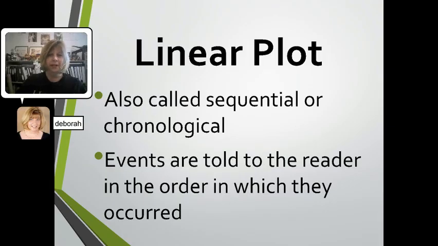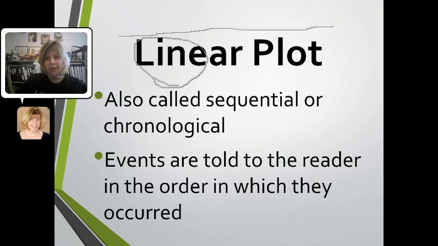Now, a couple ways to think about plots are as linear or nonlinear. The word linear here, you'll notice the word line is in there. A plot that's linear is a plot that's going to go pretty much in a straight line. Sometimes these are referred to as sequential or chronological, because things happen in an order, one after the other, told from the beginning and middle and the end. So the events are told to the reader in the order in which they occurred, so everything moves in that straight line, and that's known as a linear plot.